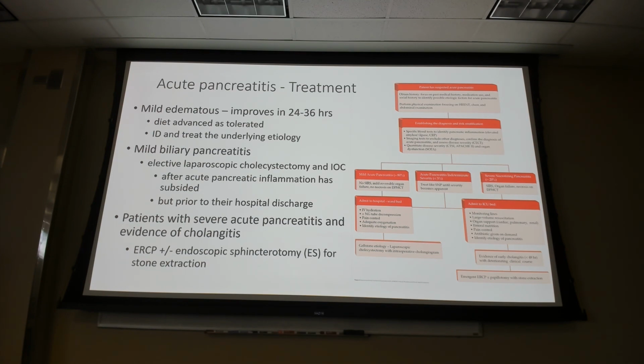But we don't do a lot for the mild cases other than just monitor them in the hospital and conservative management. If we're worried about some sort of biliary cause, then we need to look at possibly doing a cholecystectomy and evaluate them for one of those stones. And then if it's severe, then we got to worry about like a cholangitis or an infection going on as well with it. So those patients are typically going to get an ERCP, which is diagnostic and therapeutic, and they can do a stone extraction for those.